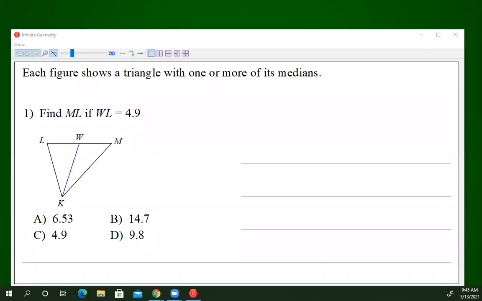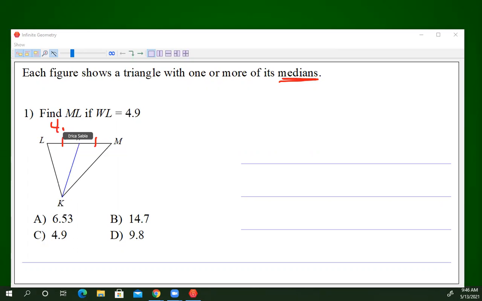Okay, we're going to do a real quick recap of what you need to know for your test tomorrow. So medians, these are the ones that go from a vertex to a midpoint. Because they're using this word right here, medians, that's how you know it's going from a vertex to a midpoint. So those two things have to be the same.